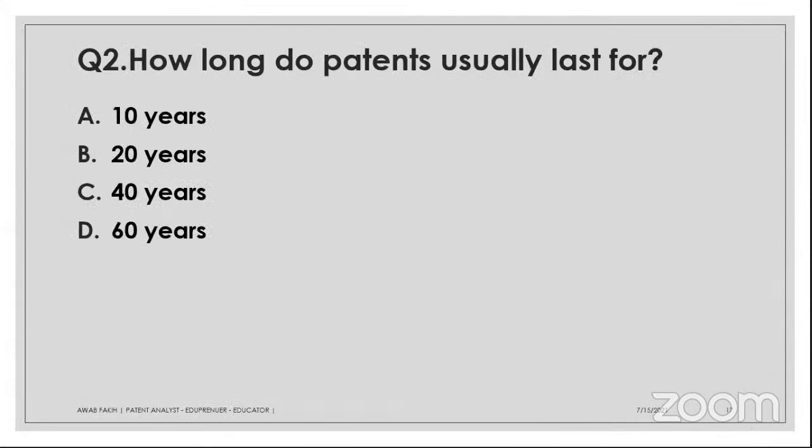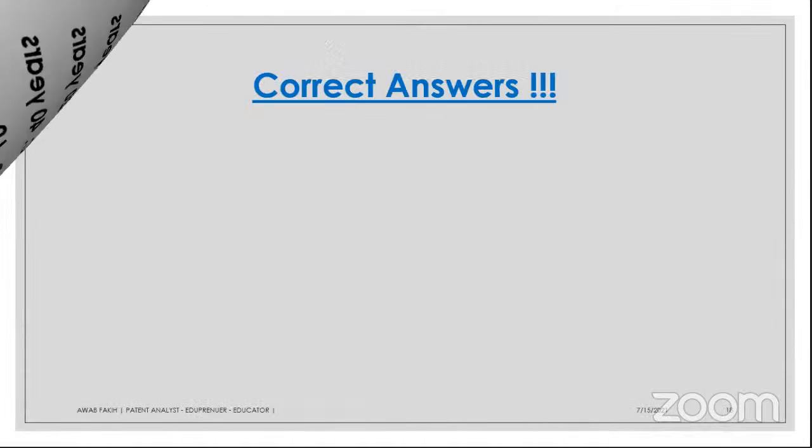Question number 2: How long do patents usually last? A, 10 years. B, 20 years. C, 40 years. D, 60 years. Option A, B, C, D, whatever you feel like. There are correct answers.